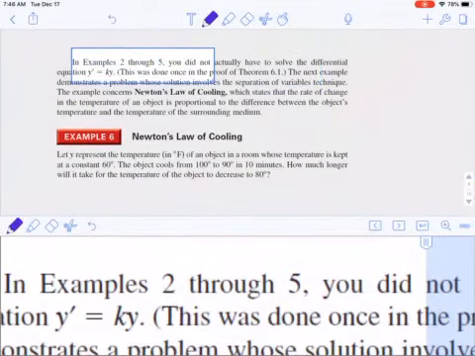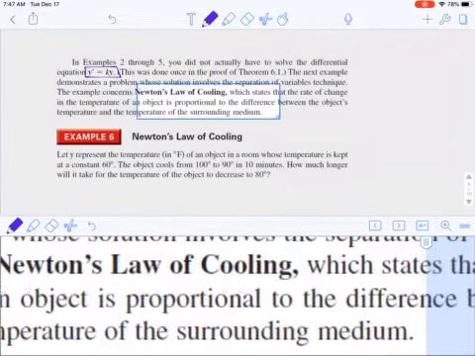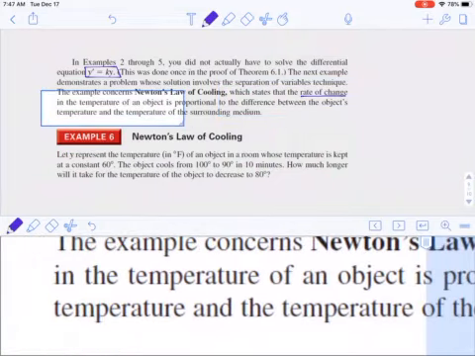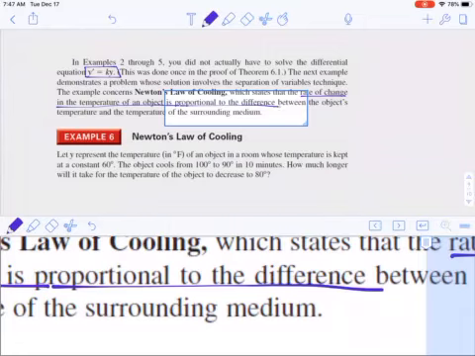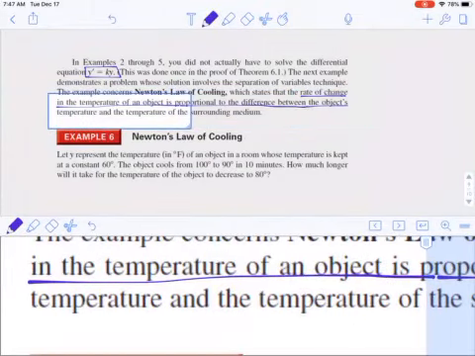So it says in examples 2 through 5, you did not actually have to solve the differential equation, right? This was the differential equation that we did that general solution to. But the next one, you have to do a separation of variables technique. So it's Newton's law of cooling, which states the rate of change in the temperature of an object is proportional to the difference between the object's temperature and the temperature of the surrounding medium.